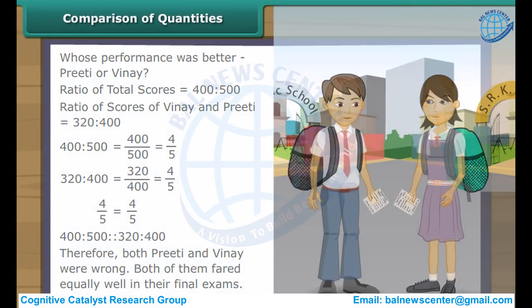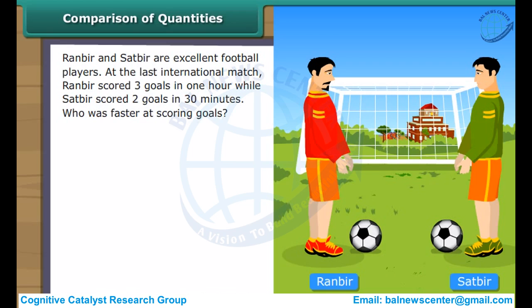Unitary method. Ranbir and Satbir are excellent football players. At the last international match, Ranbir scored 3 goals in 60 minutes, while Satbir scored 2 goals in 30 minutes. Who was fast at scoring goals? Let us solve the question with the help of unitary method. Time taken by Ranbir to score 3 goals is equal to 60 minutes.